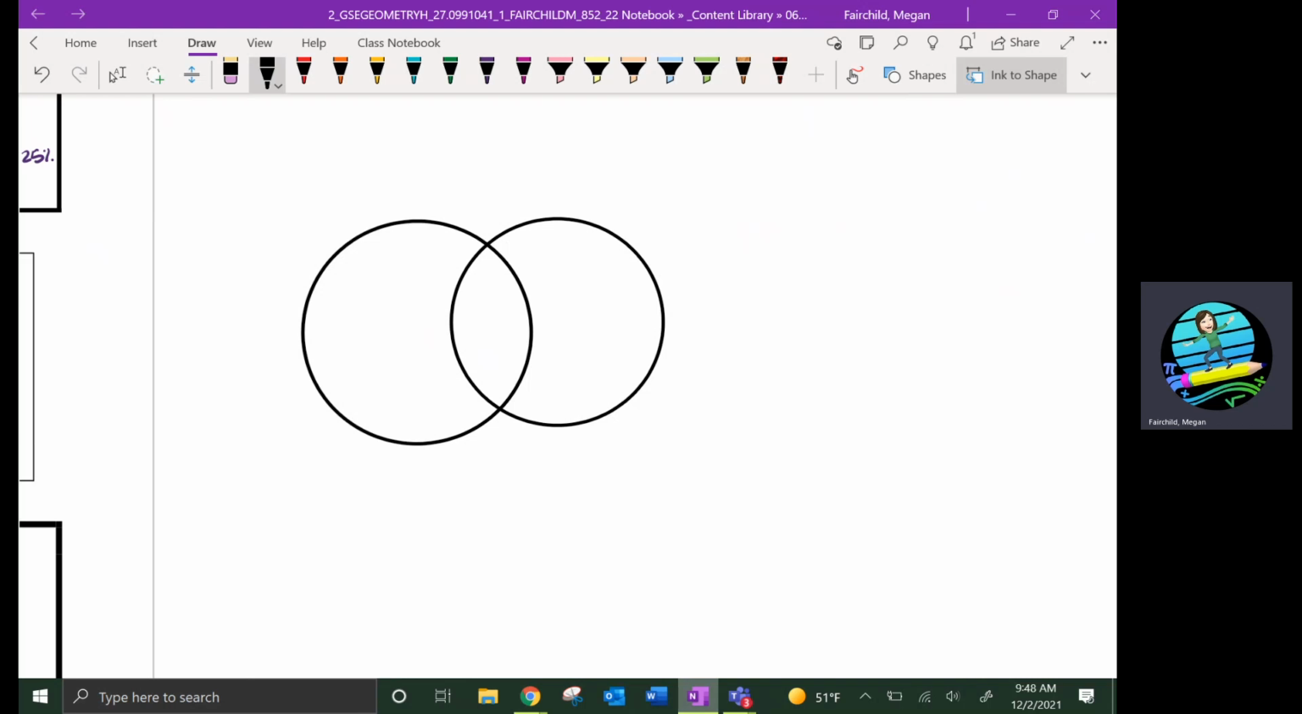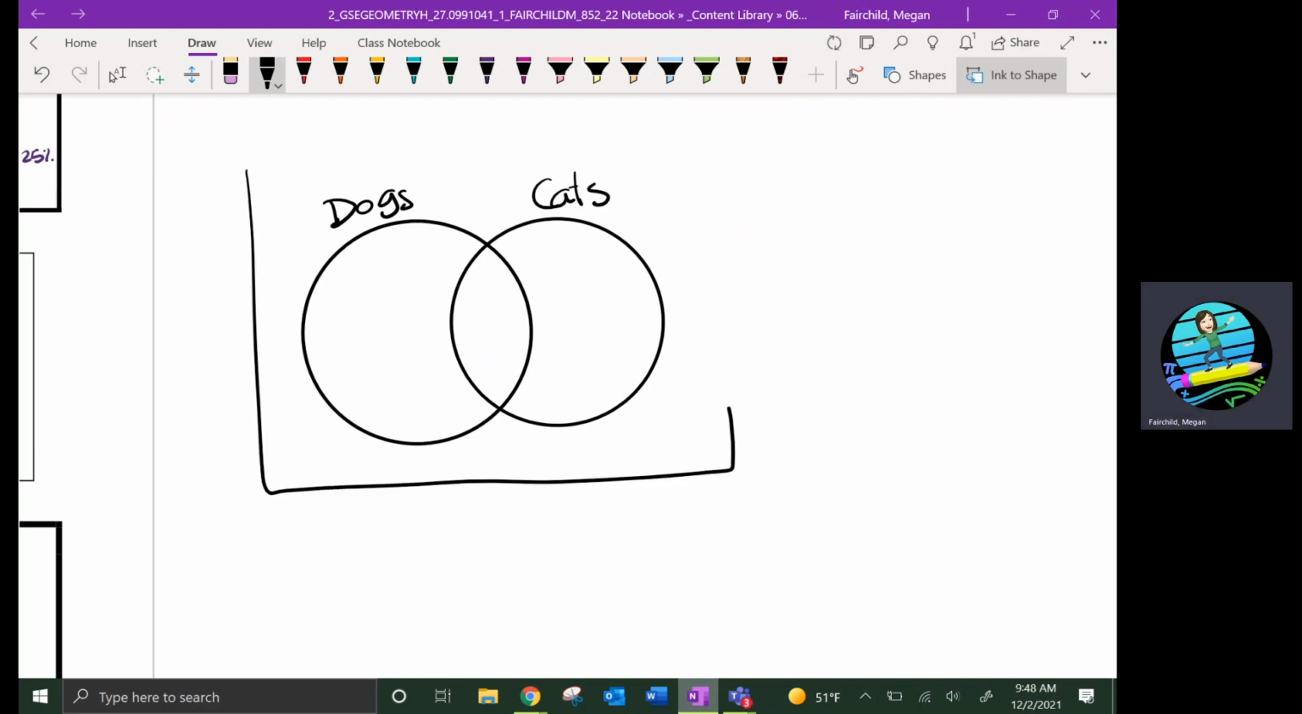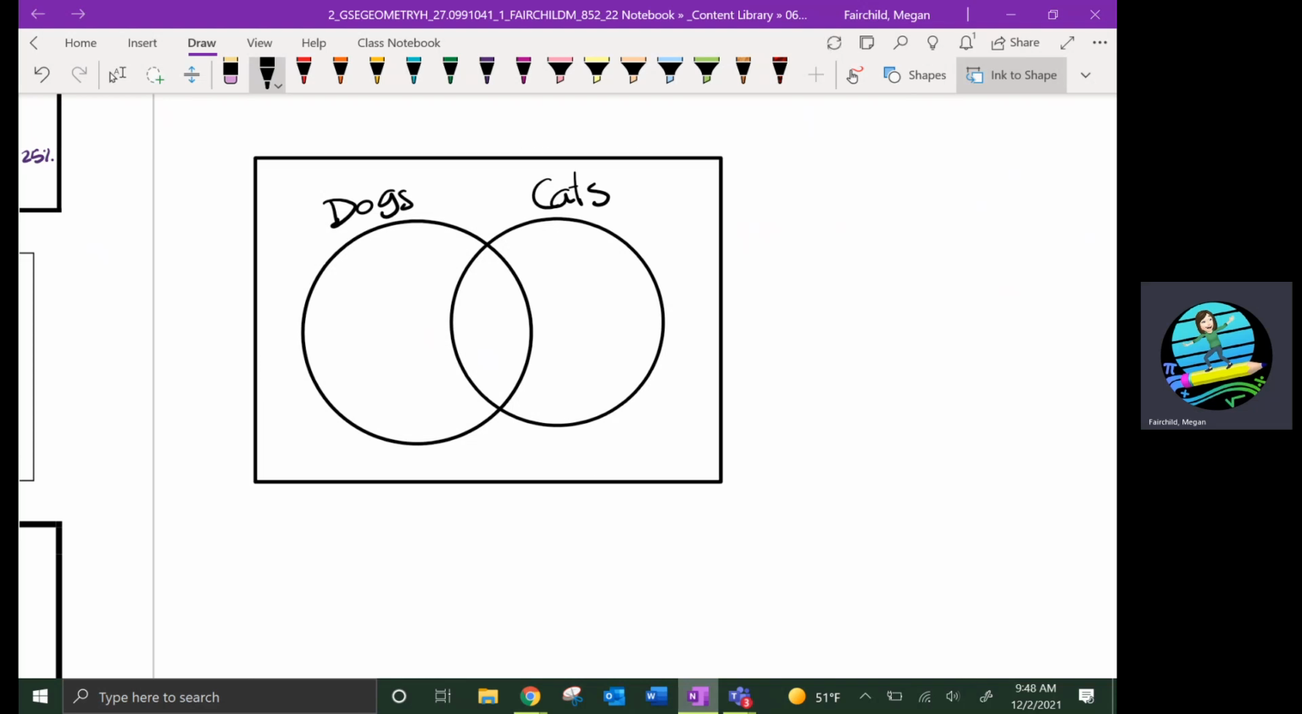Look at that perfect circle I drew. All right. Let's say this is dogs. This is cats. And then you always have a box around these because there are things that don't belong in either circle. So raise your hand if you have a dog and a cat. If it's more than one, that's fine, at home. Nobody? Just me? Has dogs and cats? Okay. Raise your hand if you have just cats, cat or cats.